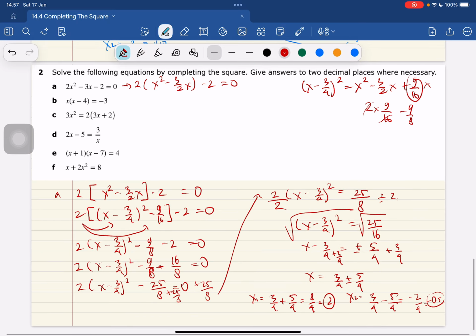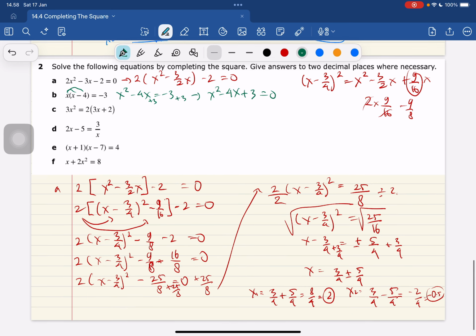Okay, let's continue with number 2. Before that, let us expand it. x times x is going to be x squared. x times minus 4 is going to be minus 4x equal to minus 3. We don't want minus 3 here, so we plus 3 on both sides. So for the equation we will get x squared minus 4x plus 3 equal to 0. Let's proceed here.